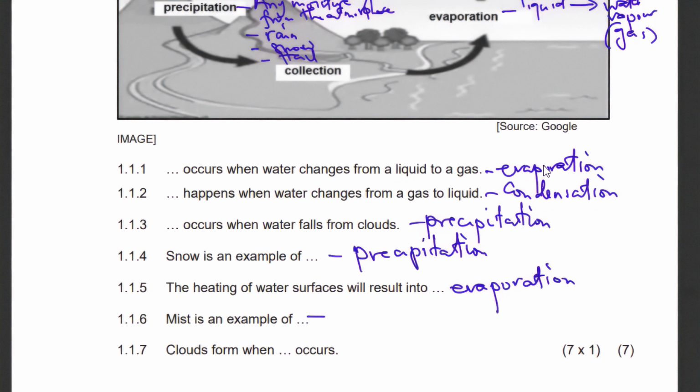Next, question 1.1.6: mist is an example of condensation.